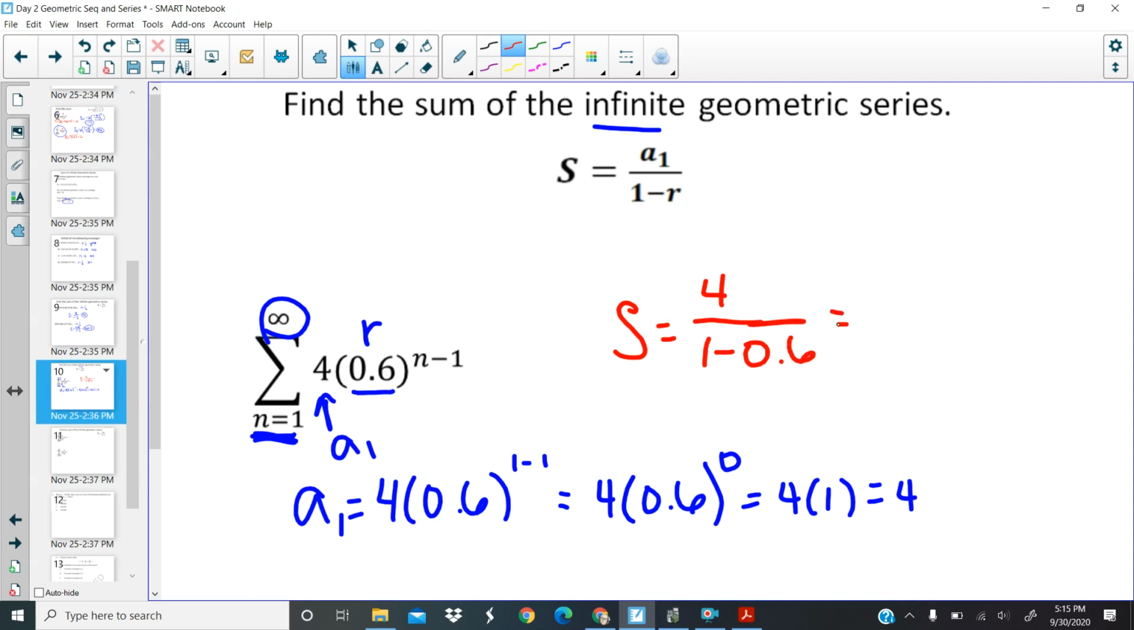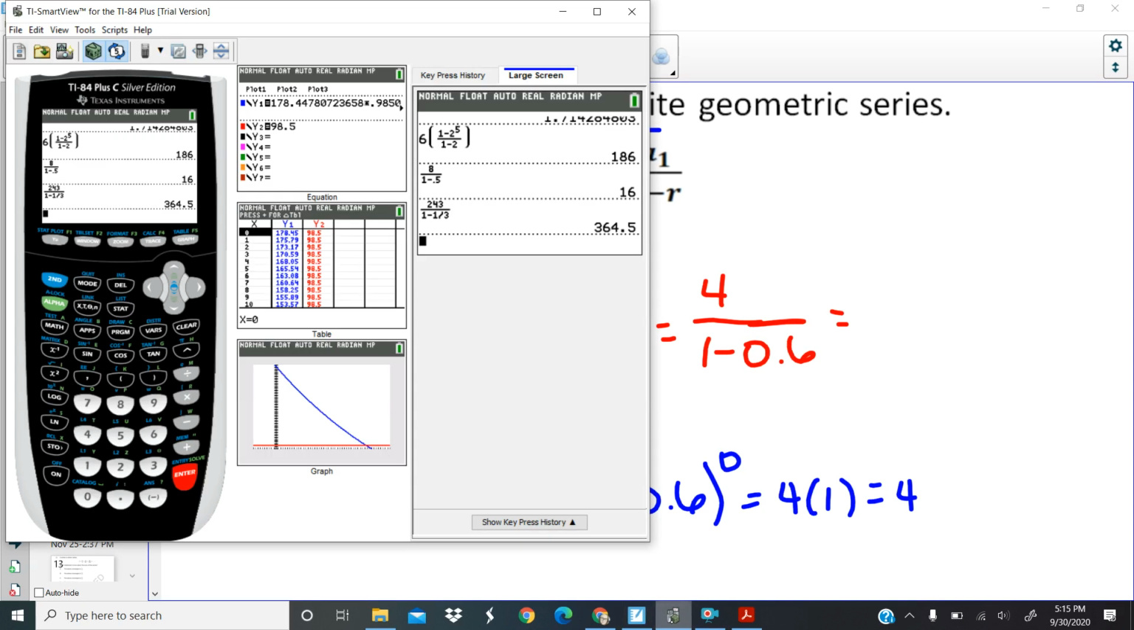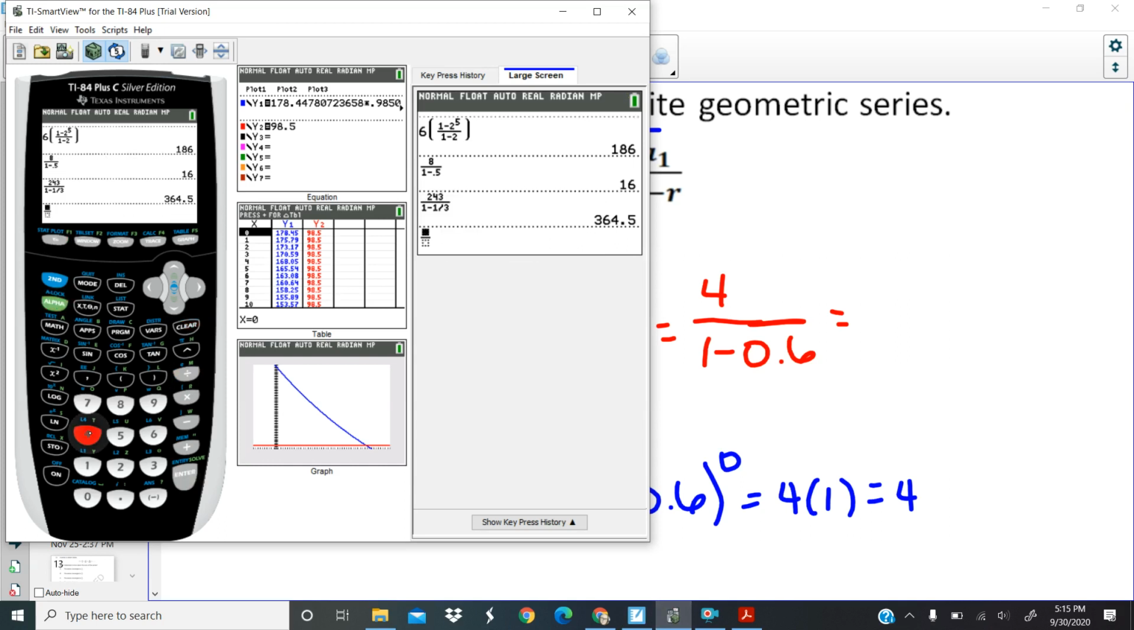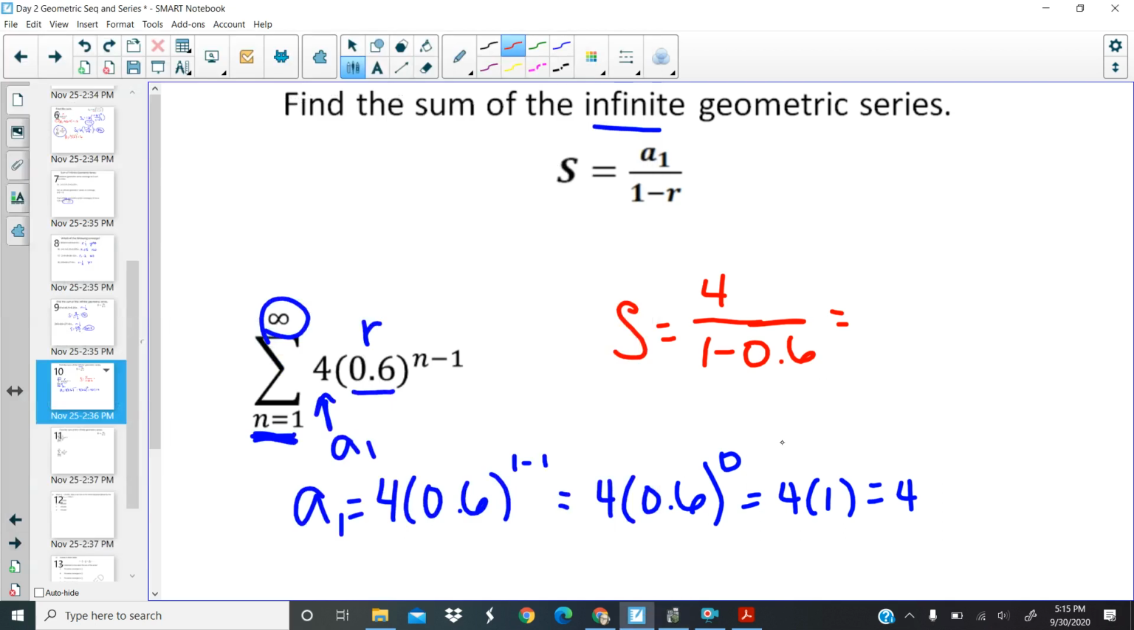And so then I just want to calculate that. So I would have 4, well, let me get my fraction bar in here to stay consistent. So I would have 4 divided by 1 minus 0.6, which is going to give me 10. So the sum of all of the terms in this series that's represented in sigma notation right here is going to be 10.